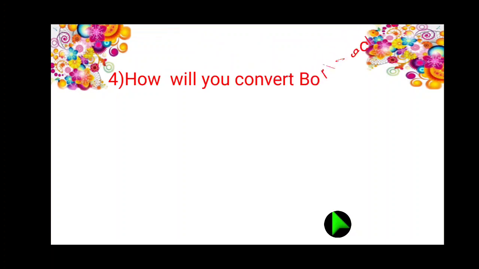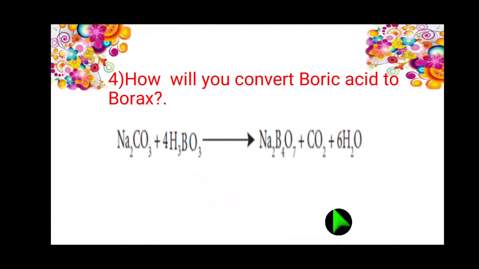Question number 4. How will you convert boric acid to borax? Boric acid when heated with soda ash, sodium carbonate, gives borax. Boric acid treated with sodium carbonate gives borax, and carbon dioxide and water are released, right?